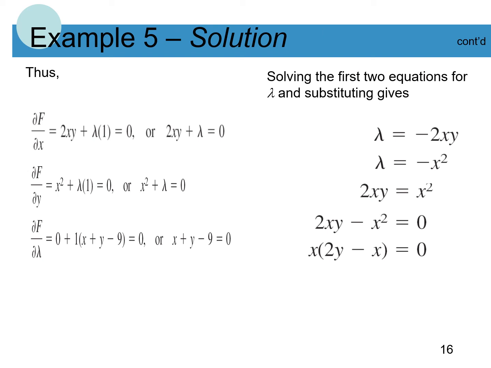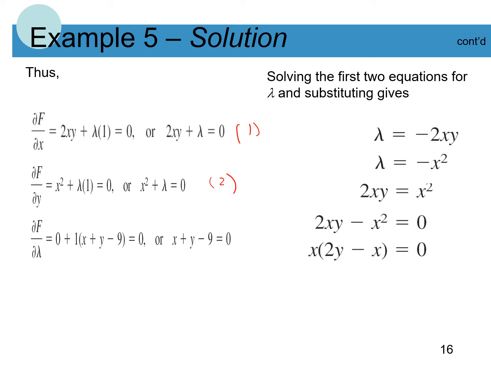Thus from that function we derive f with respect to x. Therefore we have 2xy plus lambda times 1 equal to 0. Therefore we have 2xy plus lambda equal to 0. This is equation number 1. Then df over dy, therefore we have x squared plus lambda times 1 equal to 0. Therefore we have x squared plus lambda equal to 0. This is equation number 2.